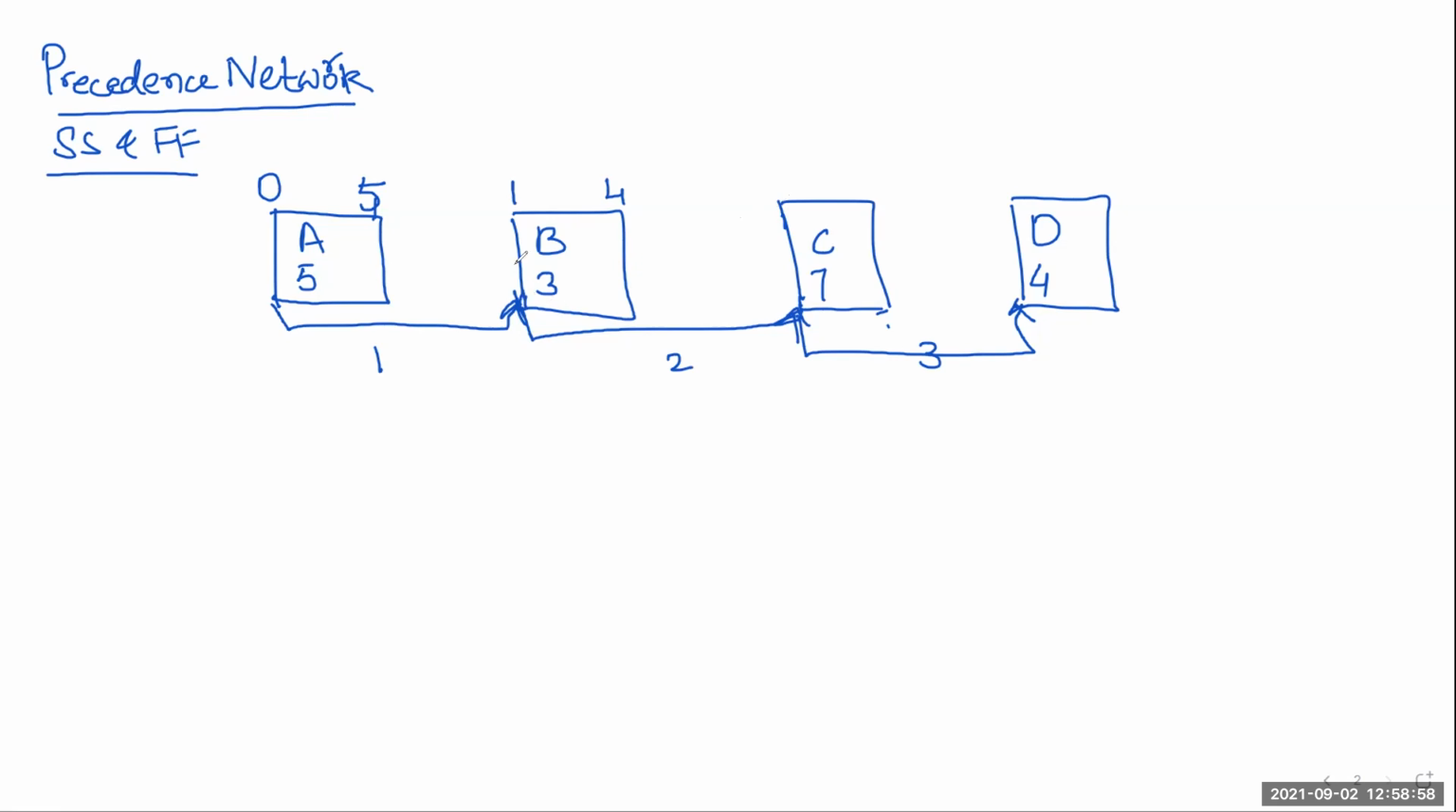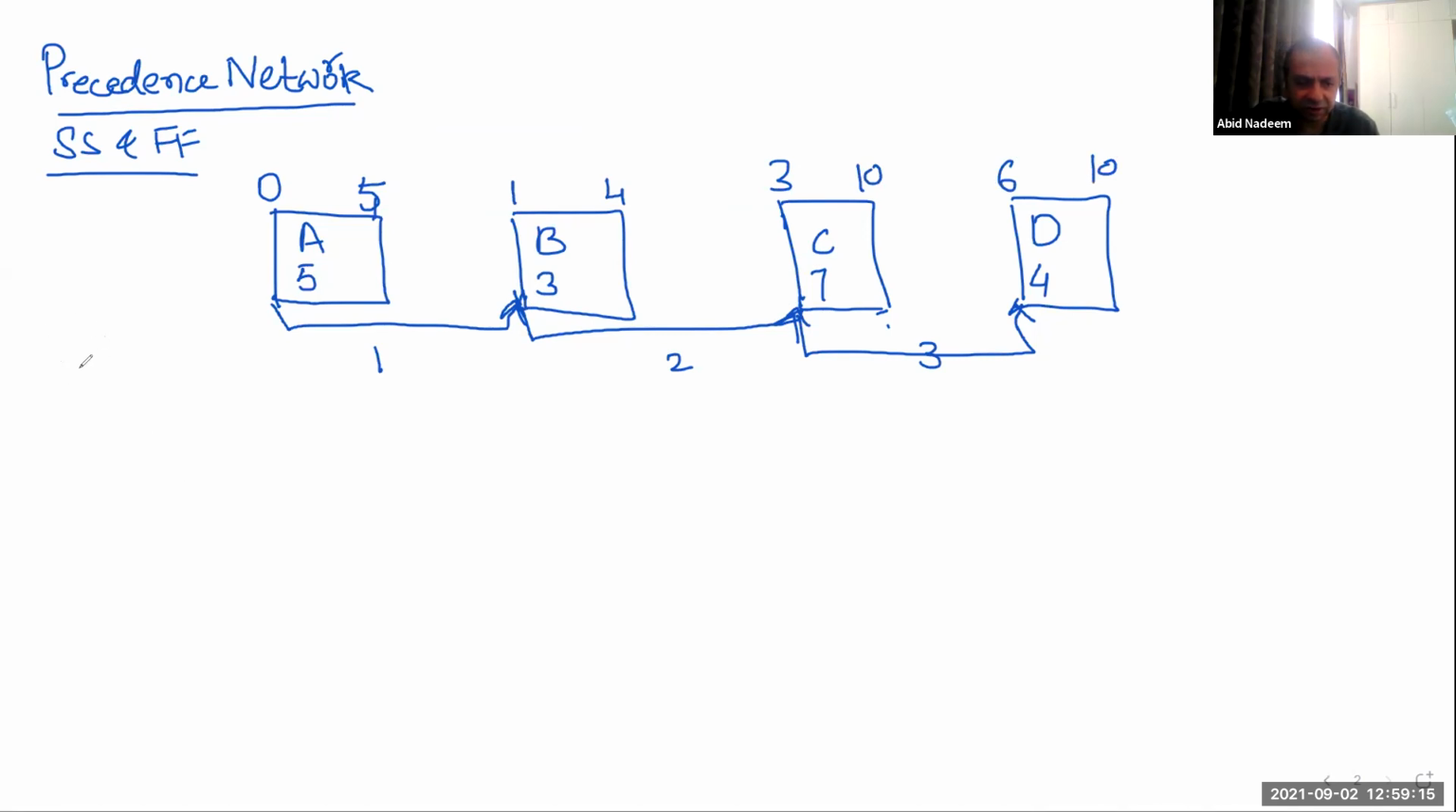Yeah. So for C, it will be 1 plus 2, which is 3, and then finishing at 10. And then for D, it will be 6, and then it will be 10. So here you can see how the finish activities will be starting.